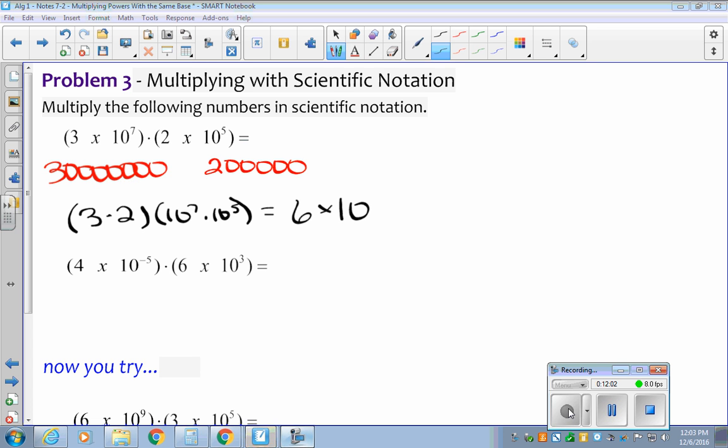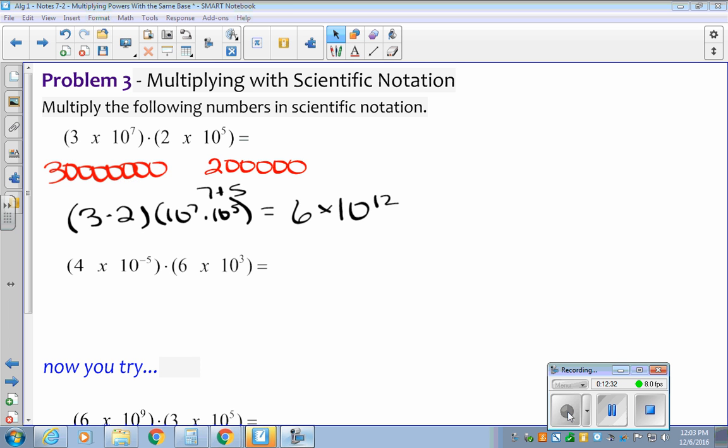And this would be times 10 to the 7 plus 5 is 12. So instead of writing 6 with 12 zeros after it, we just write 6 times 10 to the 12 because it's easier. So as you're doing these activities with scientific notation, remember it's supposed to make life easier. And as we get better, it should.